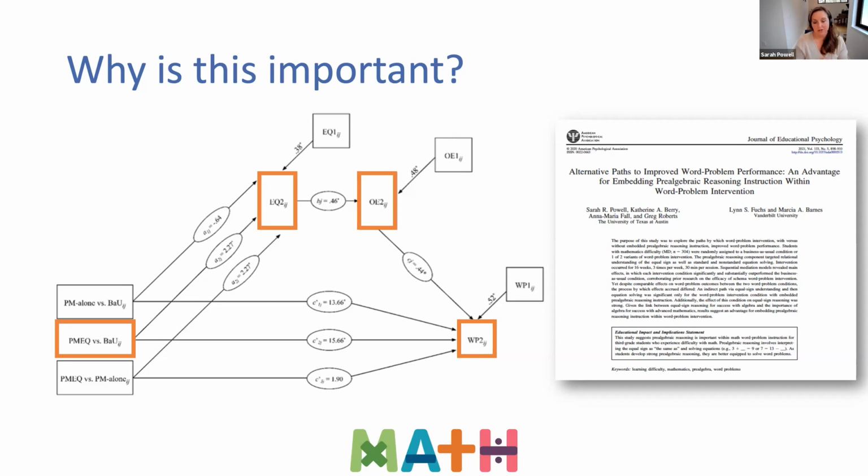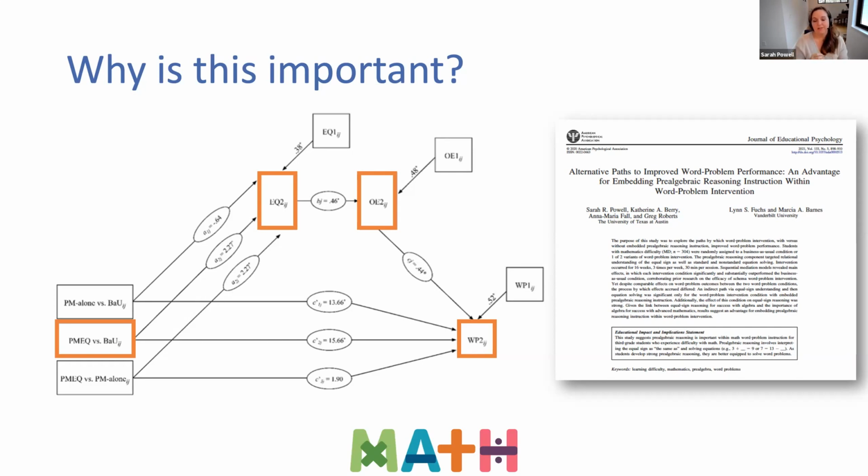But that in turn led to improved equation solving. So the OE is an open equations measure where students solved different types of standard and non-standard addition and subtraction equations, such as 2 plus blank equals 5, or blank equals 11 minus 6, or things like that. And so it's this equal sign knowledge that is important for equation solving. And then therefore the pathway from equation solving is significant on the word problem outcome.